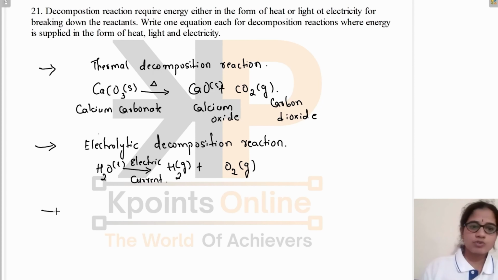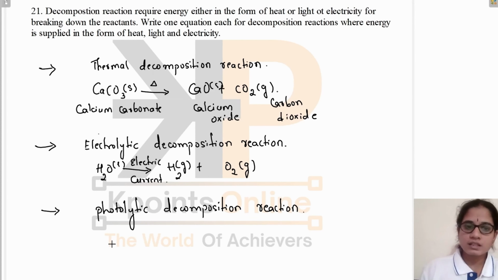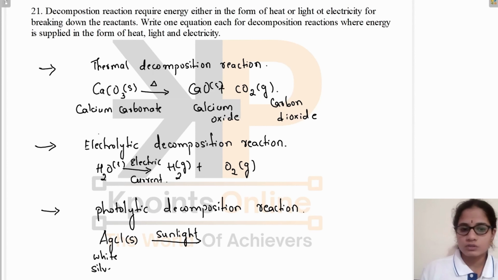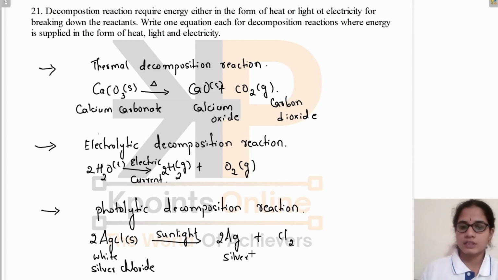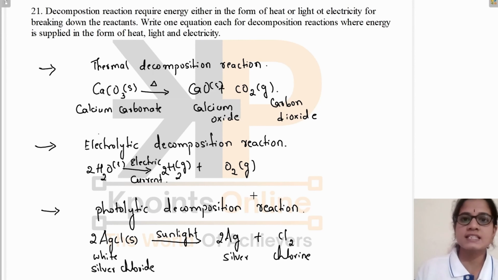Then photolytic decomposition, we can give the example of silver chloride or silver bromide. Okay, when silver chloride is kept in sunlight, the white silver chloride is converted into gray colored silver. Silver chloride is converted into silver plus chlorine. Balance the equations here also. Okay, it is silver and it is chlorine. So we have written one equation each for decomposition reaction, that is by supplying heat, light and electricity.